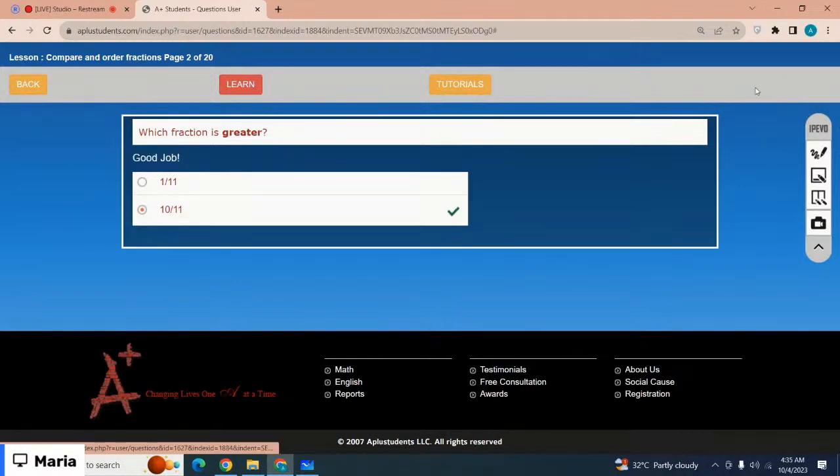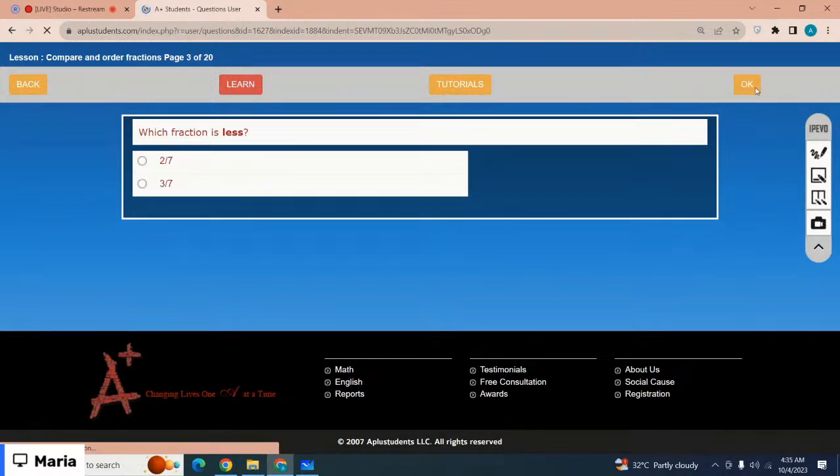If they do not have like denominators, one way is to make models; the other way is to make their denominators the same, and then the comparison is very easy. For this one, which fraction is less, 2 over 7 or 3 over 7? Which is the correct option? They have like denominators. Yes, 2 is smaller than 3, so 2 over 7 is less than 3 over 7.